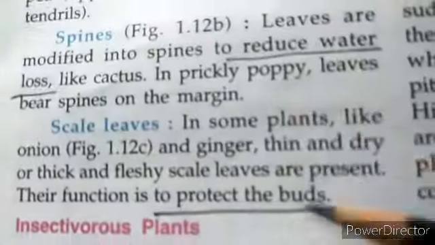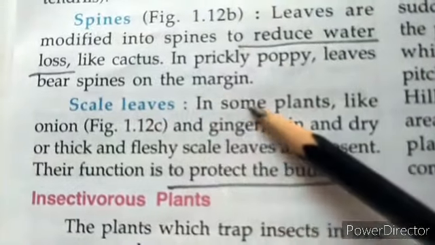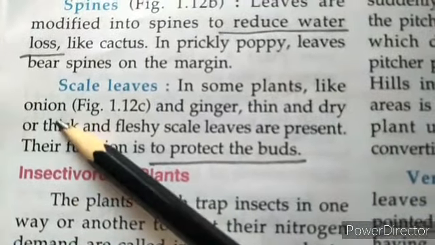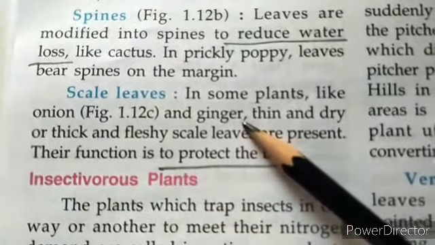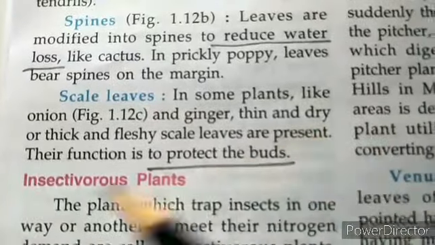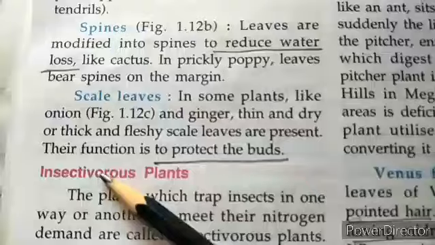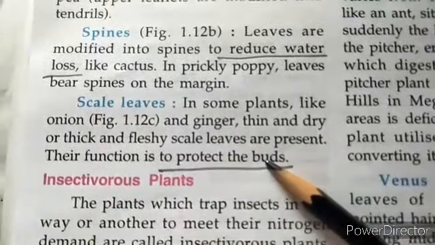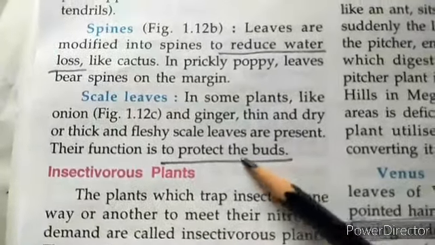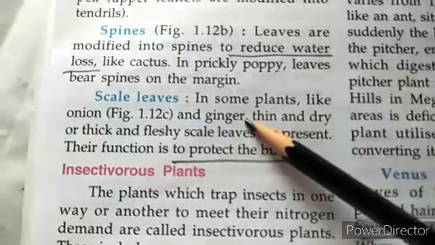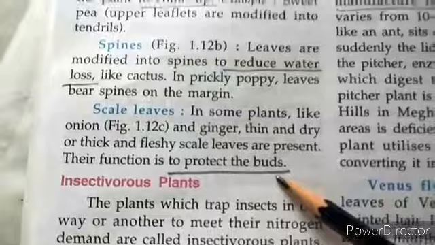Scale leaves. We see scale leaves in some plants like onion, we all have seen onion, and ginger, even ginger we have seen. Thin and dry or thick fleshy scale leaves are present. And these scale leaves are present for the protection of buds. Okay, so we have seen the scale leaves are present in onion and in ginger. They are for the protection of buds.